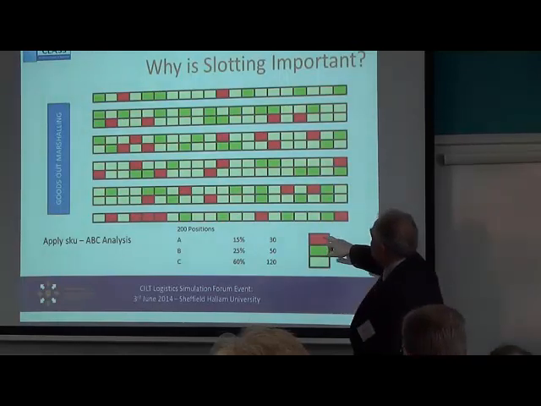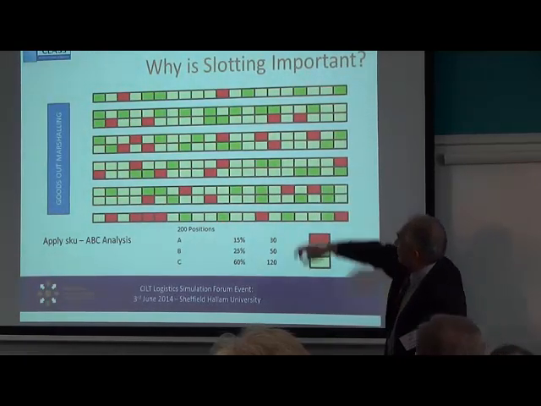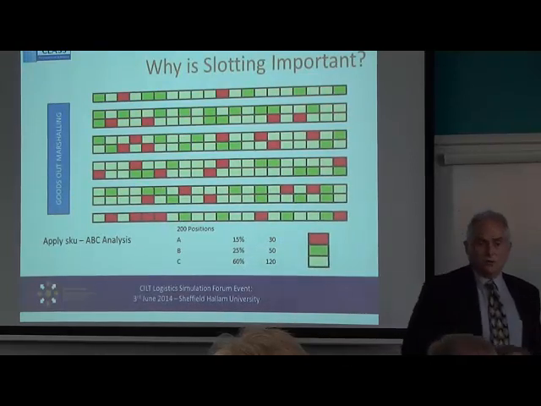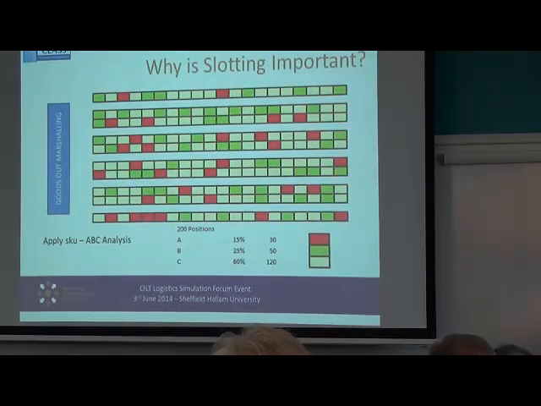So the red boxes here are my fast movers. If anyone's quick counting, they should find the 30 red dots on the screen. Similarly, the greens are my medium movers, so I should have 25% or 50 of those on the screen, and the slow movers I've got 60%, so 120 slots.